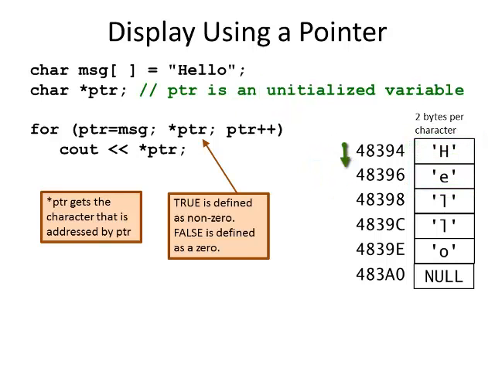I'll work down through the addresses, and each time I'll get the data from those memory locations and display it. Eventually, when I end up with 383A0, I'll pick up the null byte, I'll fall out of the for loop, and stop displaying.